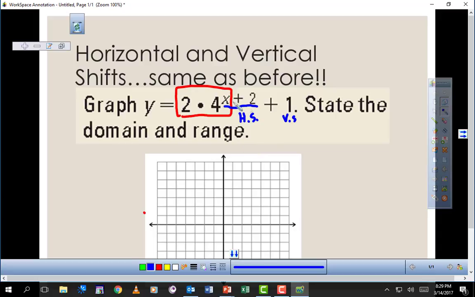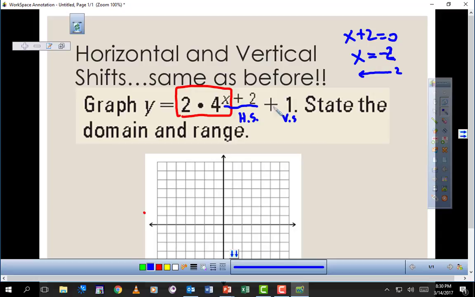And remember, the only tricky thing about this is that the horizontal shift, you have to set this part equal to 0. And usually you can do that in your head. And then just solve for x. Like x plus 2 is equal to 0. And so x is equal to negative 2. That just means there's a horizontal shift in this direction, the left, and we're going to go 2 units to the left.